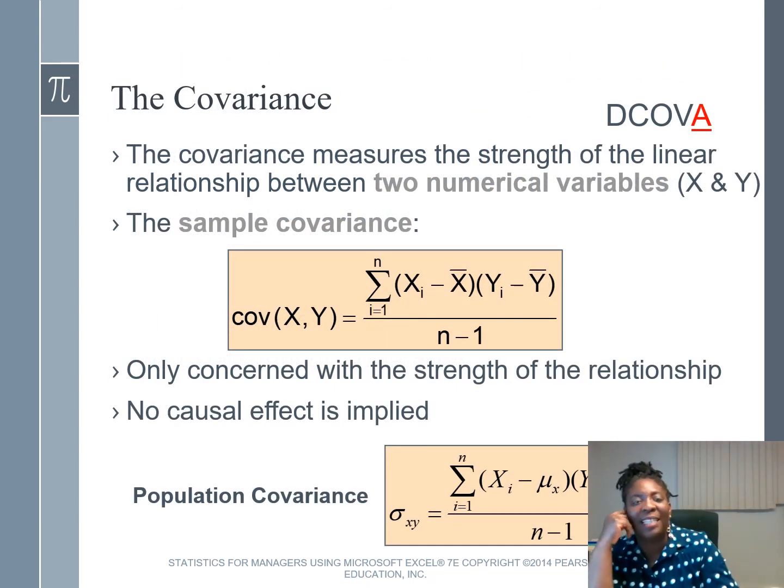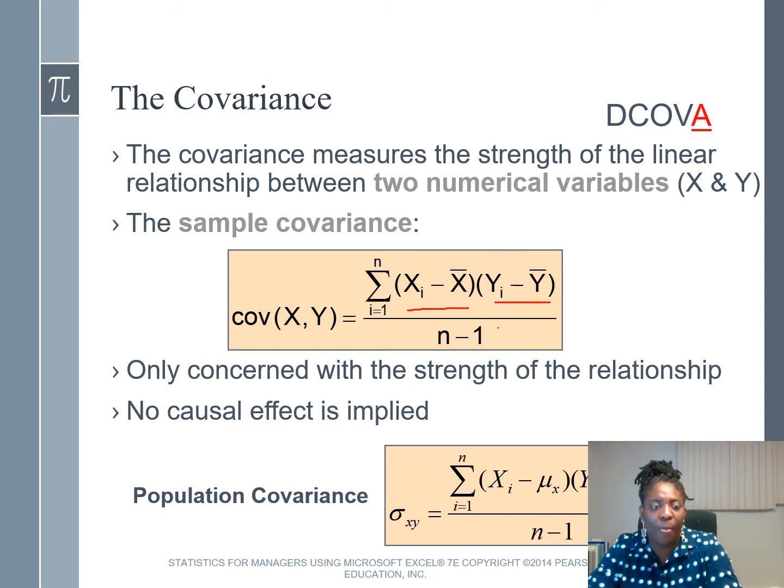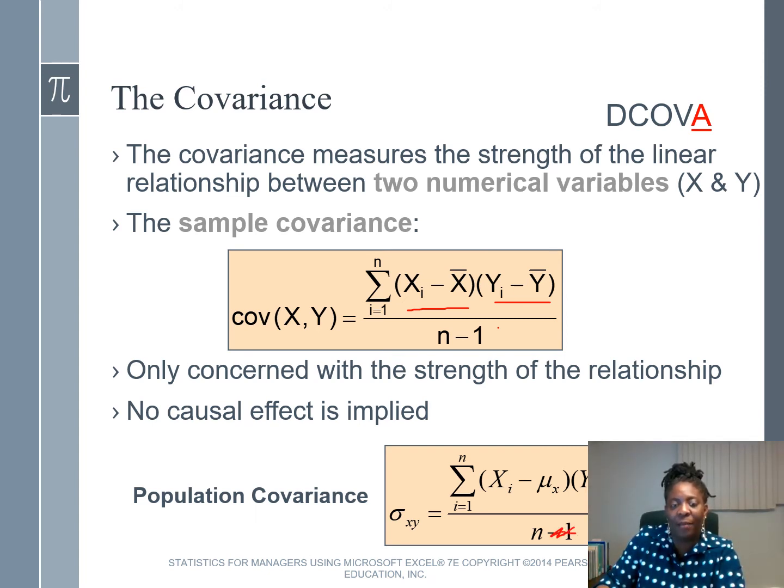The covariance measures the strength of the linear relationship between two numerical variables. By calculation, it is x minus its mean multiplied by y minus its mean, sum that up, and divide by n minus 1. The covariance is only concerned with the strength of the relationship. We're measuring the deviation in x by the deviation in y and finding the average of that. For a sample, again, you divide by n minus 1. For population, I'm sorry, you divide by n, not n minus 1.